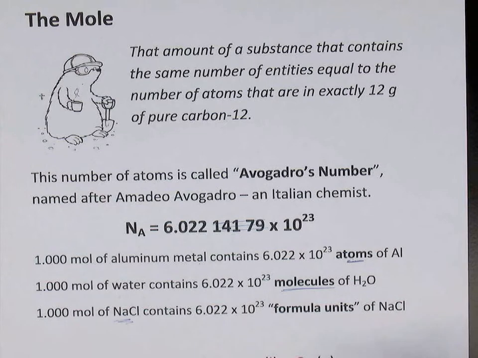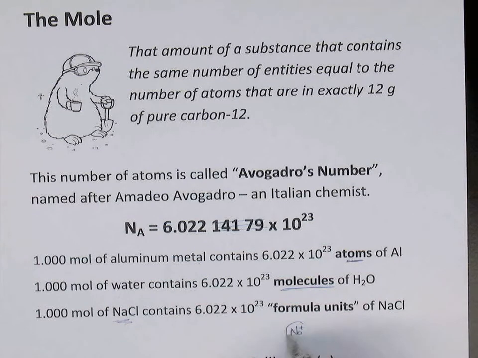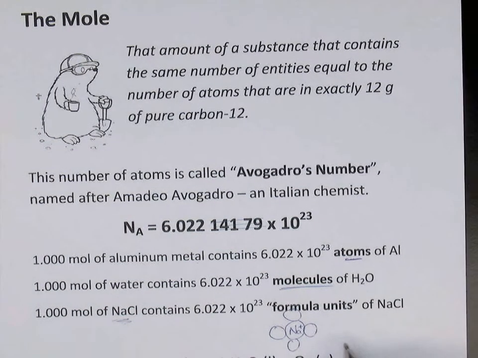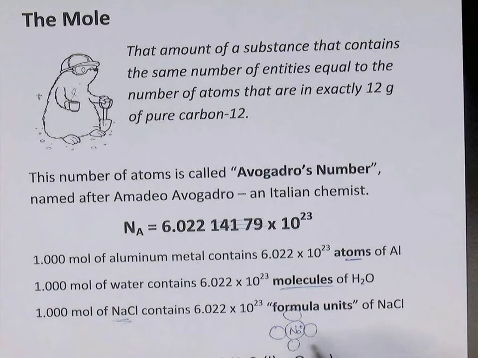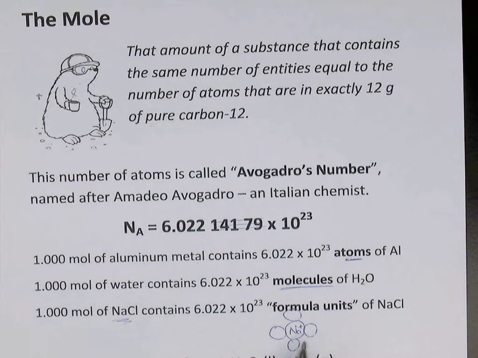If you magnified sodium chloride down to the particle level, you'd see that every sodium ion is surrounded by 6 chloride ions, 4 around it like this, and 1 behind and 1 in front. So every sodium has 6 bonds to chloride, and every chloride ion is surrounded by 6 sodiums as well. So every chloride is bonded to 6 other sodiums. There's no identifiable molecule within sodium chloride.